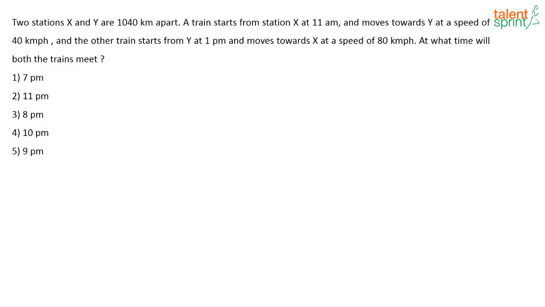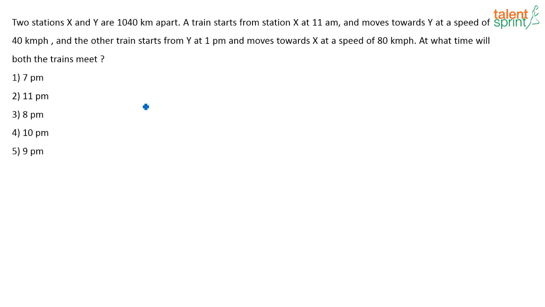This question is on time and distance. There are two stations X and Y which are 1040 kilometers apart. A train starts from the station X at 11 AM and moves towards Y at a speed of 40 kilometers per hour, and the other train starts from Y at 1 PM and moves towards X at a speed of 80 kilometers per hour. At what time will both the trains meet? Like we do in all the sessions, try to solve the question, give me the answer, and then I will go about solving the question.